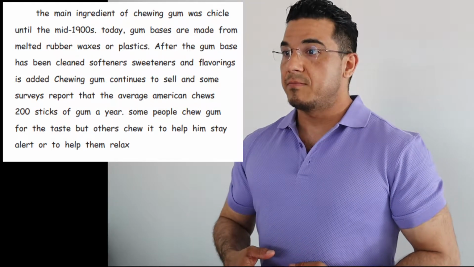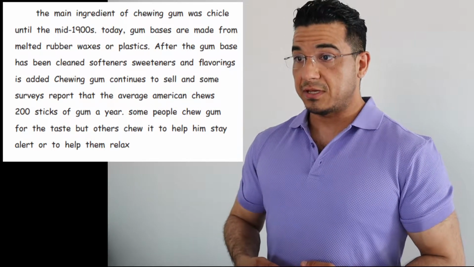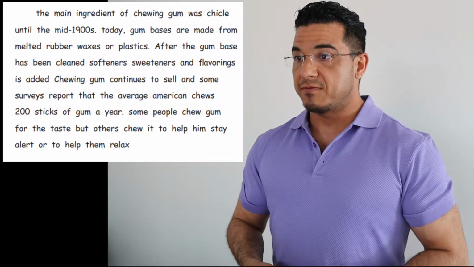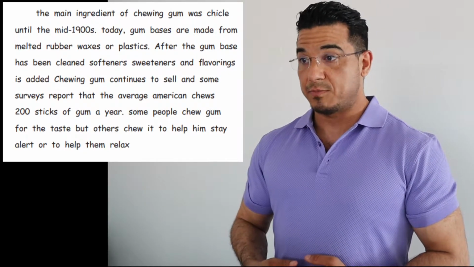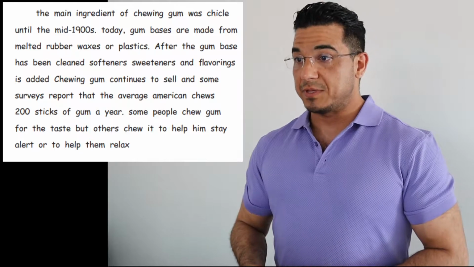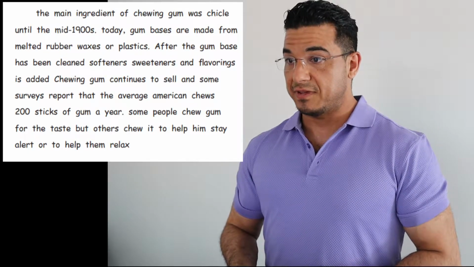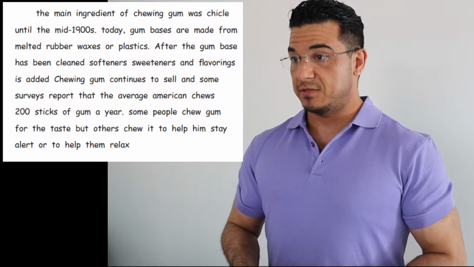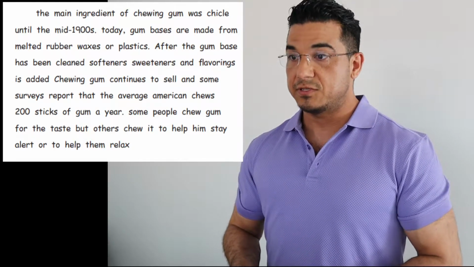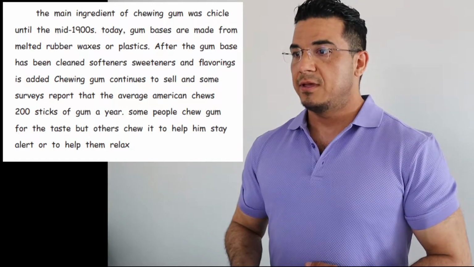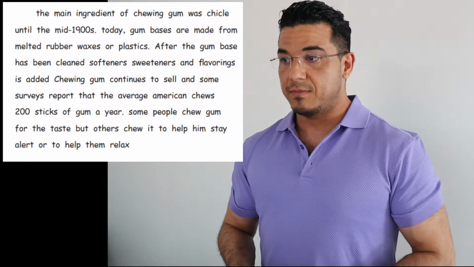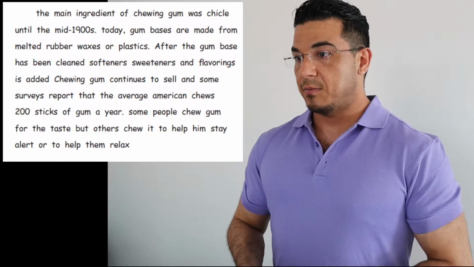So it reads, the main ingredient of chewing gum was chicle until the mid-1900s. Today, gum bases are made from melted rubber, waxes, or plastics. After the gum base has been cleaned, softeners, sweeteners, and flavorings is added. Chewing gum continues to sell, and some surveys report that the average American chews 200 sticks of gum a year. Some people chew gum for the taste, but others chew it to help him stay alert or to help them relax.